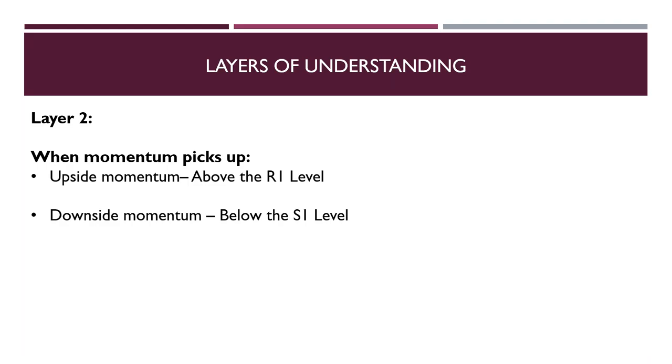When price is below the pivot, it is bearish. And when it crosses the S1 level, it picks up momentum on the downside. It becomes ultra bearish. I'll show you the chart.